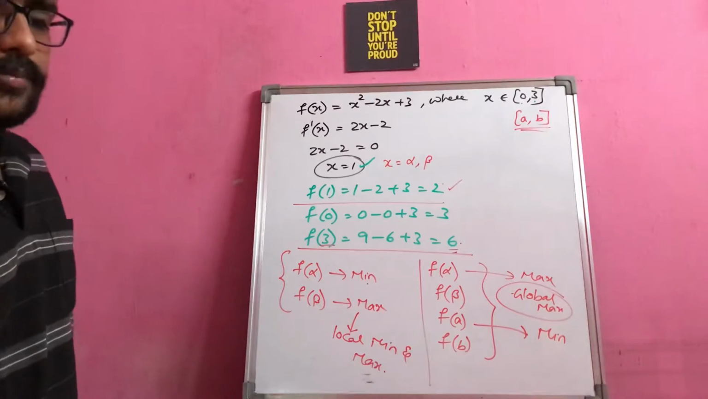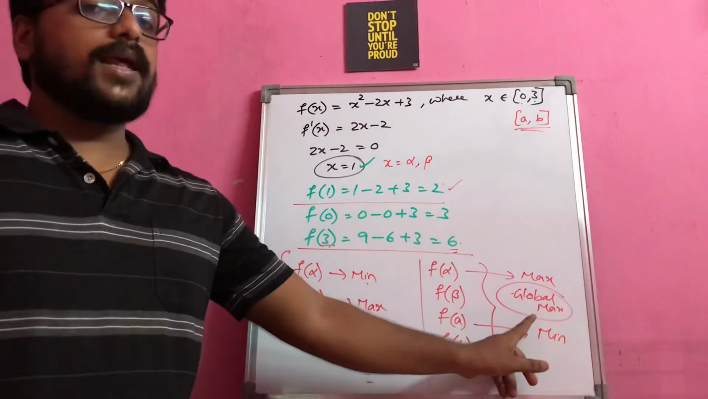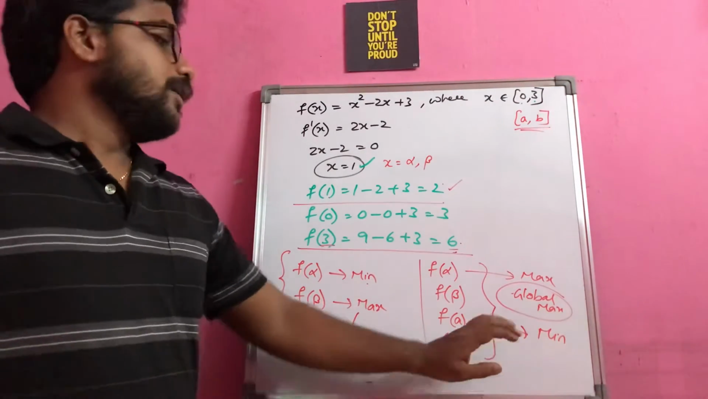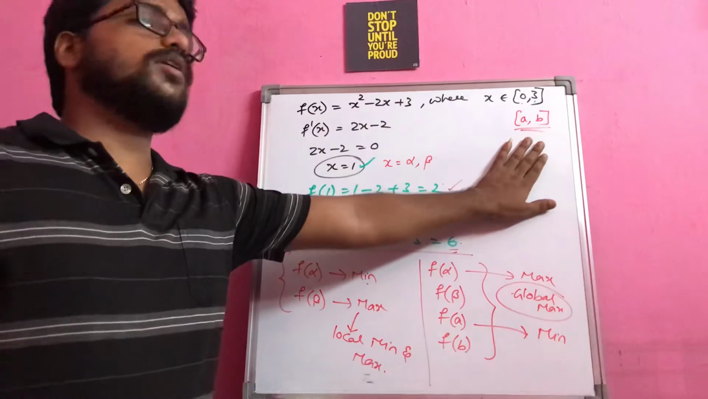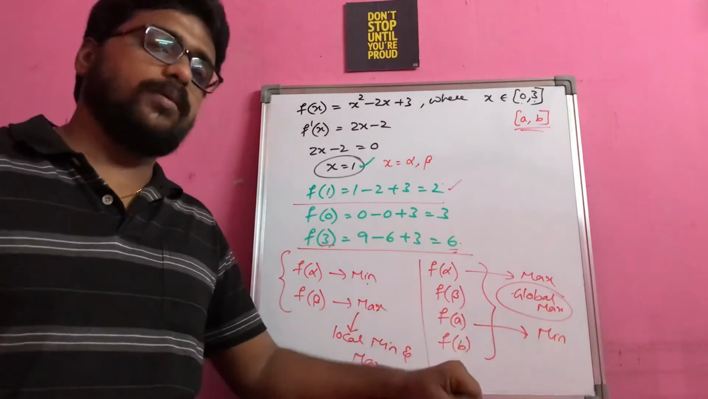So in the exam, how can you differentiate whether they are asking for local minima, local maxima or absolute minima, absolute maxima? It is very simple. The other name for global maxima, global minima is absolute maxima and absolute minima. So when they give you the domain, they are indirectly asking for absolute or global maxima, global minima.